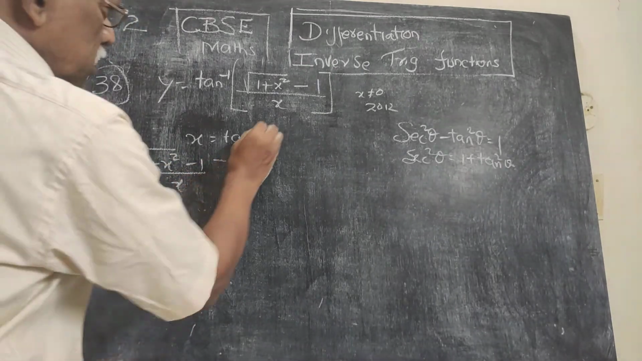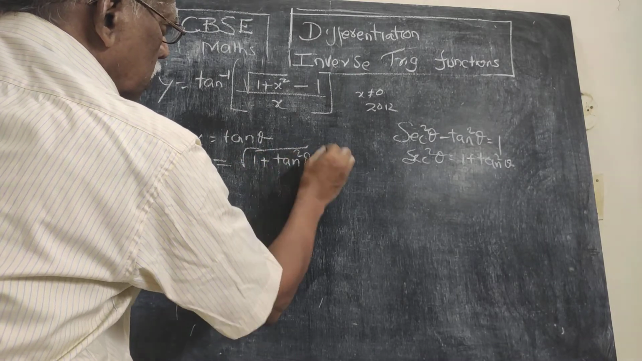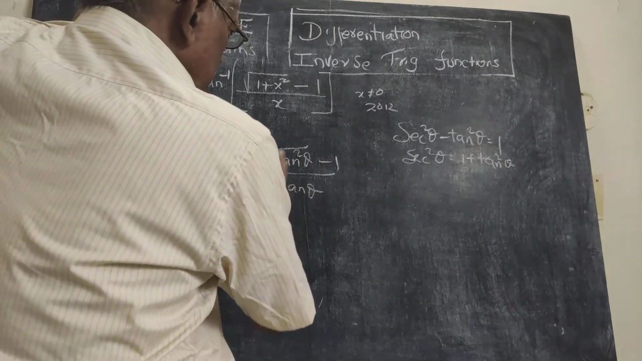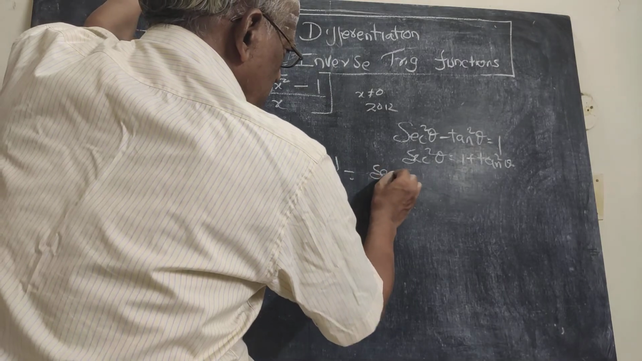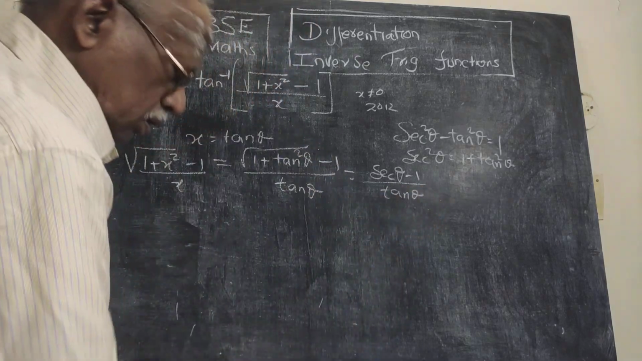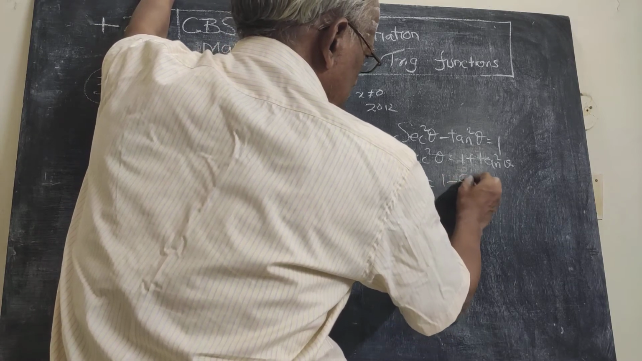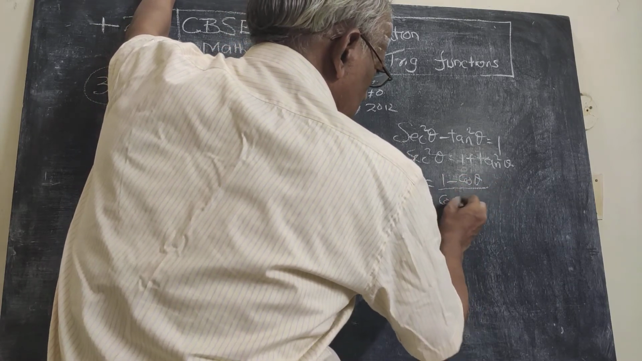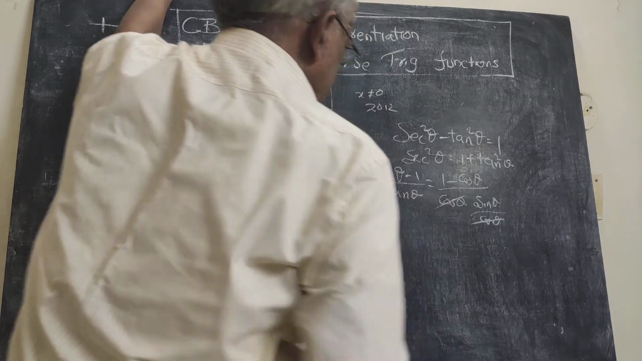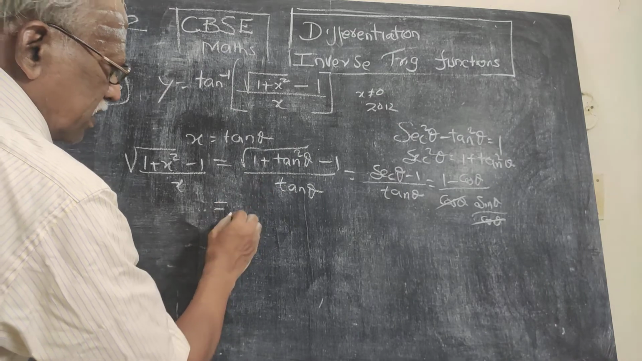So this part alone becomes root of 1 plus tan square theta minus 1, divided by tan theta. 1 plus tan square theta is nothing but secant square theta. So this is nothing but secant theta minus 1 divided by tan theta. Secant theta is nothing but 1 by cos theta, so taking LCM, 1 minus cos theta by cos theta. Tan theta is nothing but sin theta by cos theta. So cancel, and this becomes 1 minus cos theta by sin theta.